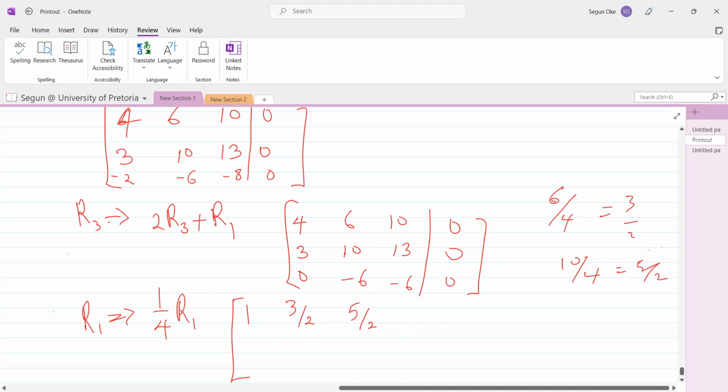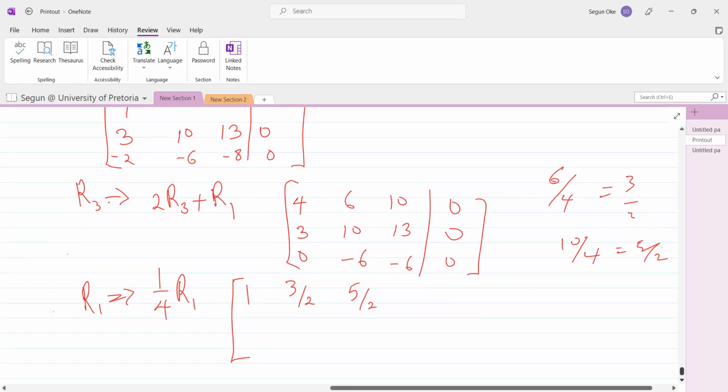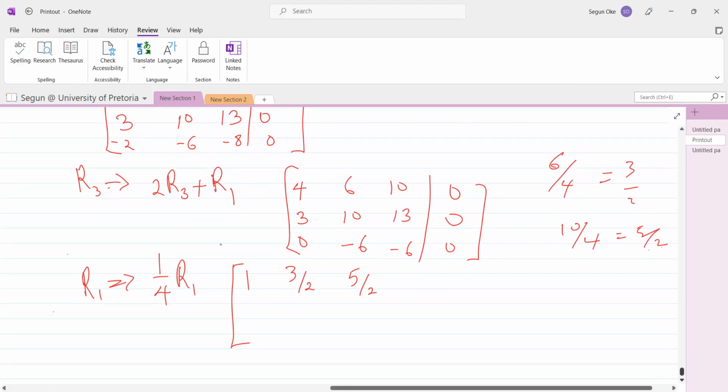So why are we using 4? 4 will still maintain some fraction that will give us problems. Why not 2? It doesn't matter. Forget about whether fraction or not. Remember, we have to reduce the leading entry element. Okay.